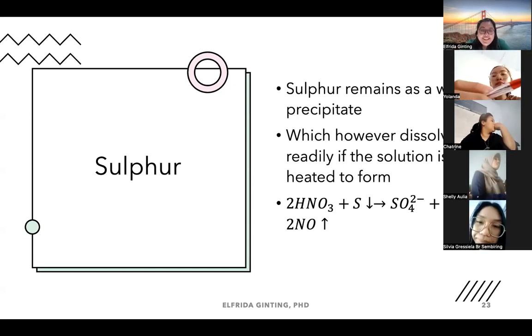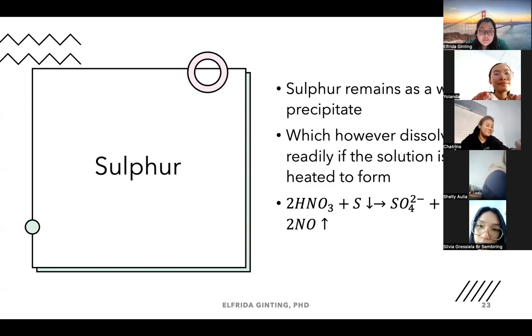Is this only mercury? We have so many cations. That's why I ask you guys to study independently, right? Because there is no way I can explain the whole thing in class.